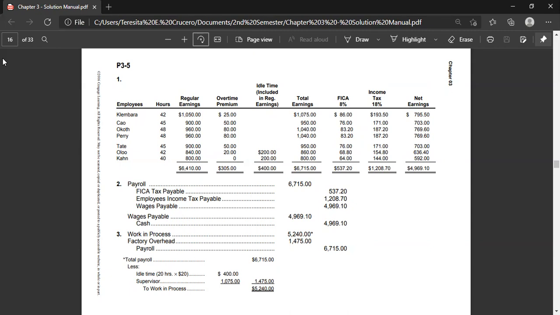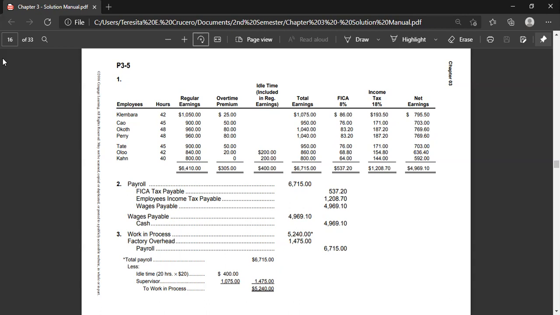So we now have the employees, and then the number of hours, and the regular earnings, overtime premium, the idle time included in regular earnings, and total earnings. Then you have the FICA, 8%, income tax, 18%, and the net earnings. Okay, so we now get the form as given in 3-6.